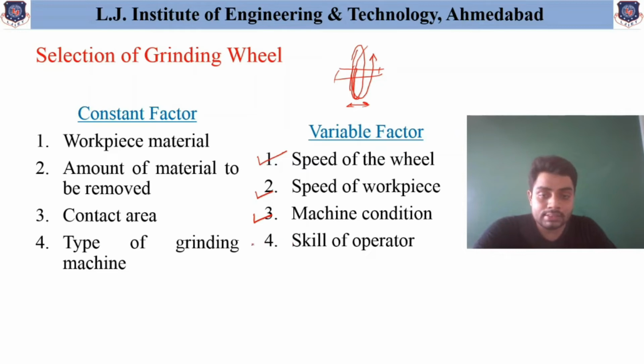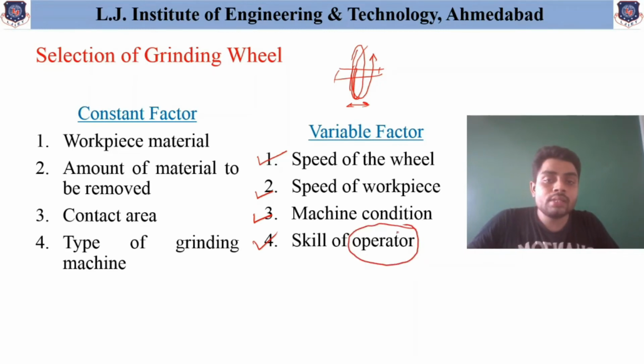And the last factor is the skill of the operator, which may result in the required surface finish or a surface finish that is not required. Even after setting all the constant and variable factors, how the operator uses the grinding wheel or operates the machine is also an important parameter which results in a better surface finish of the material. So these are the different factors, constant or variable, which help to select the grinding wheel for a specific machining operation.